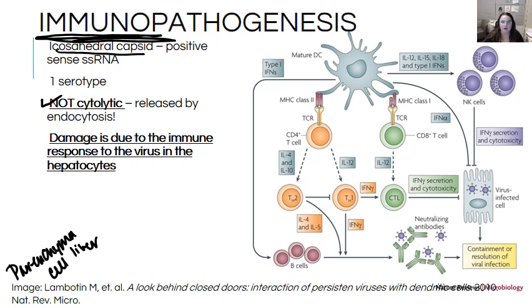The virus is shed in a pretty large quantity in the stool, approximately 10 days before the patient becomes icteric. So that means the patient is infectious before they're actually exhibiting symptoms or antibody can be detected.